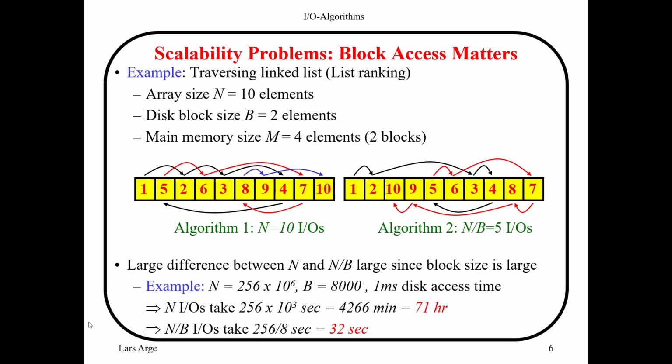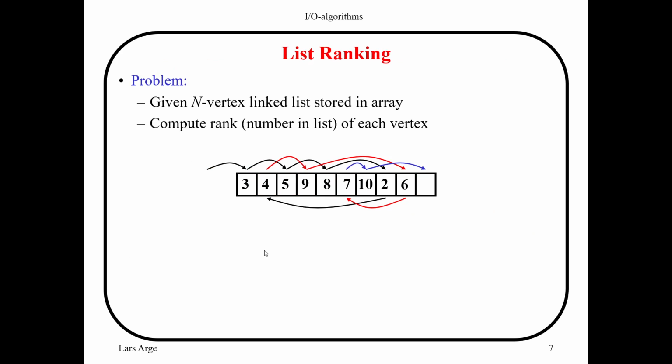If you recall the introduction to the IO algorithm, we saw this problem of traversing a linked list. And we saw that if we do not pay attention to how the blocks are created or how we do block access, we could actually do lots of IOs to do this traversal of the same linked list. So here we're going to actually solve this problem.